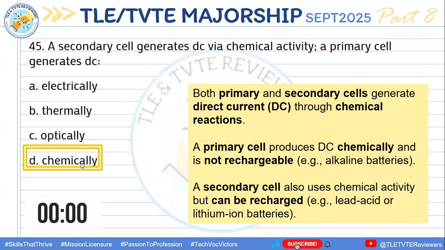A primary cell produces DC, or direct current, chemically and is not rechargeable, for example, alkaline batteries. And a secondary cell also uses chemical activity but can be recharged, for example, lead acid or lithium ion batteries. So, answer letter D, chemically.